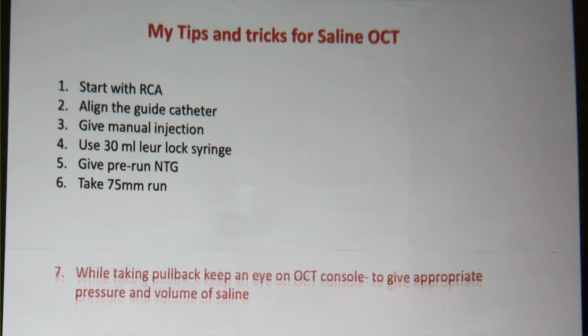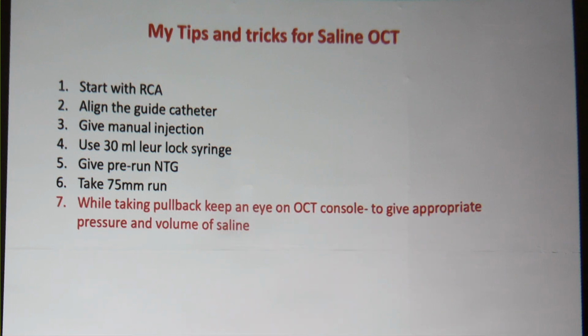And the most important thing, whether you are doing a contrast OCT run or a saline OCT run, is to keep your eye on the OCT console whenever you are injecting, because each artery is different, size is different, your area of interest is different. Sometimes you can get away with 6 ml of contrast, you can get away with 10 ml of saline. So whenever you are injecting, keep an eye on the OCT console so that you are not injecting too much. You can adjust your pressure as well as volume for both saline and contrast.